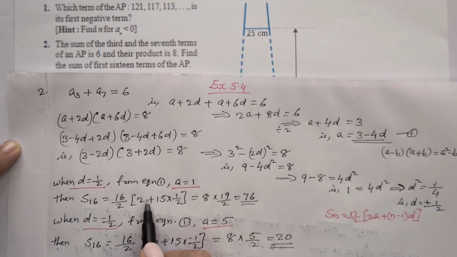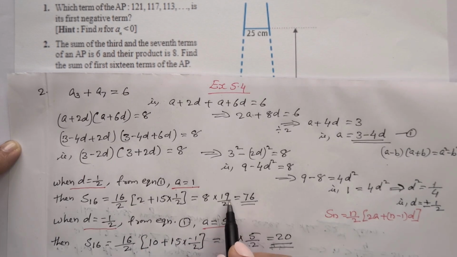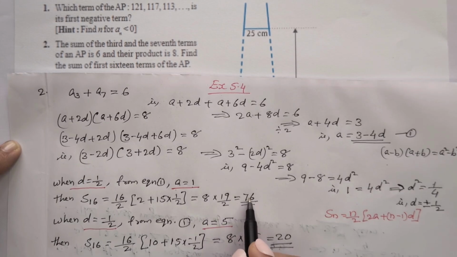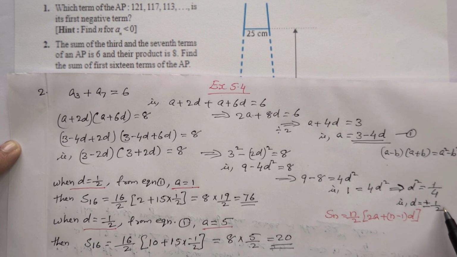15 by 2 and 4. So 19 by 2. 8 into 19 by 2. We can simplify. Divide by 2. We'll get here 4. 4 into 19, 76.